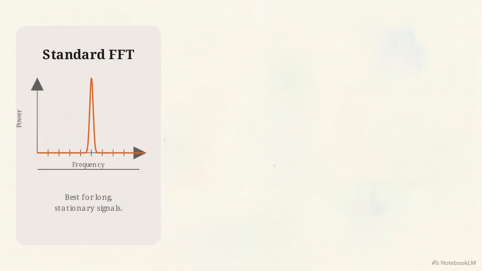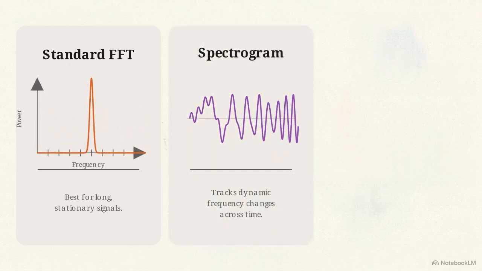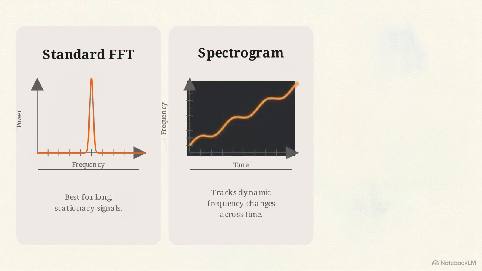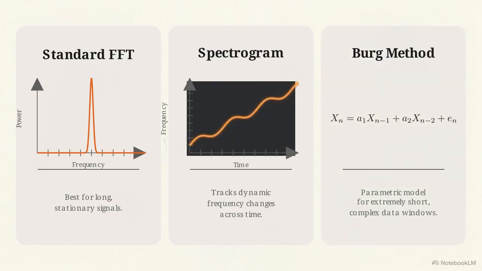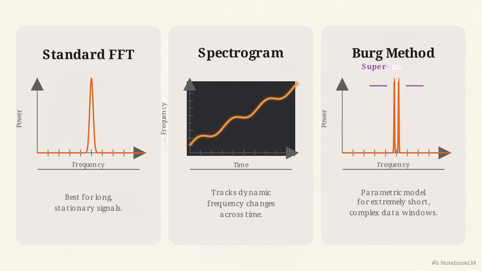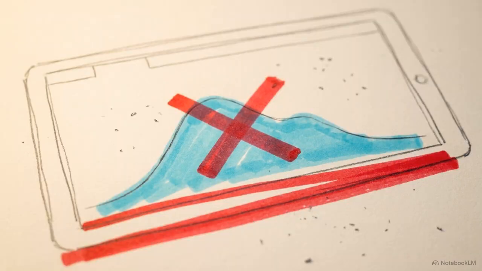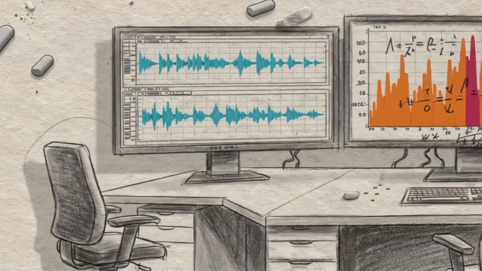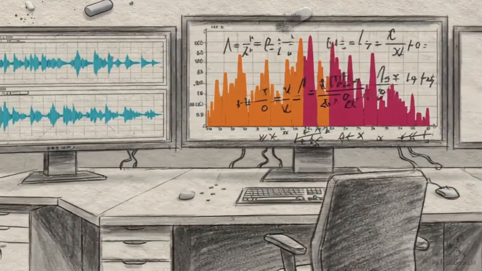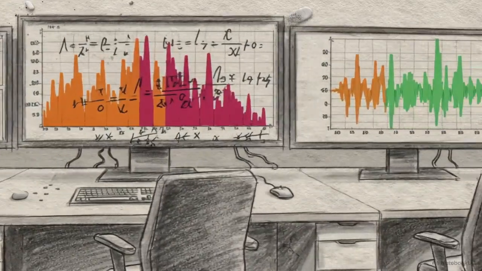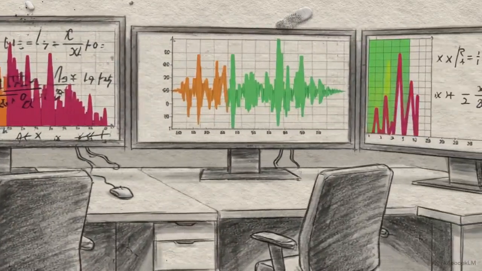Rule 1. For long, stationary data, standard FFT methods are robust defaults. Rule 2. If your signal is dynamic, use a time-frequency spectrogram. Rule 3. For short data windows with close frequencies, use a parametric model like Burg. Treating the Welch method as a universal solution will lead to misinterpreting your most critical data. Advanced analysis is about looking past the default functions, recognizing the mathematical limits of the data, and selecting the specific engine required to decode it.